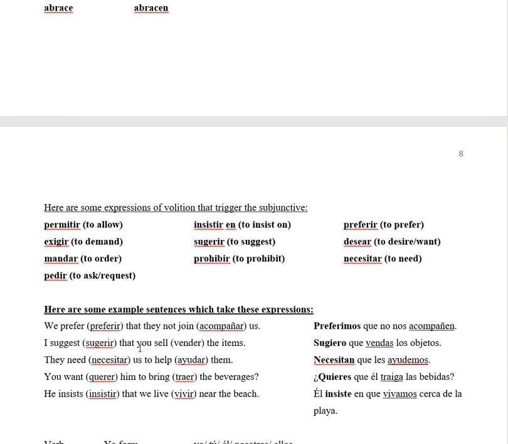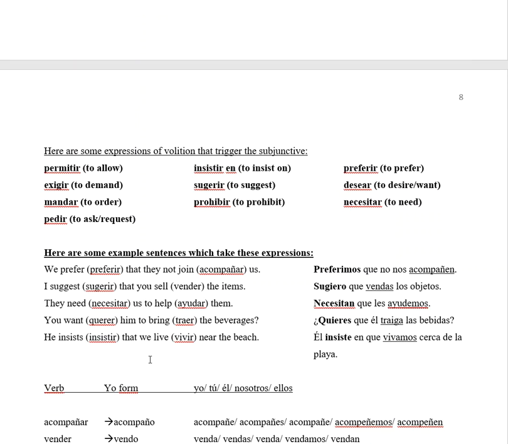Now let's look at some expressions of volition that are going to trigger the subjunctive in the dependent clause. Permitir, to allow. Insistir en, to insist on. Preferir, to prefer. Exigir, to demand. Sugerir, to suggest. Desear, to desire, to want, to wish. Mandar, to order, to send. Prohibir, to prohibit. Necesitar, to need, and pedir, to ask or to request.